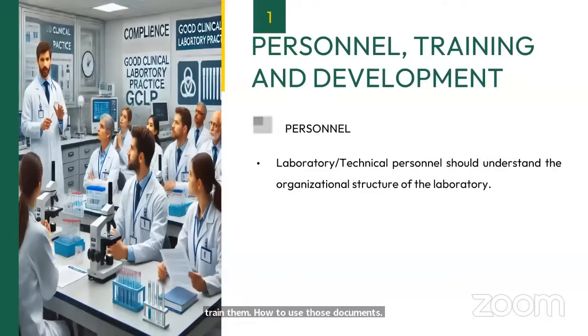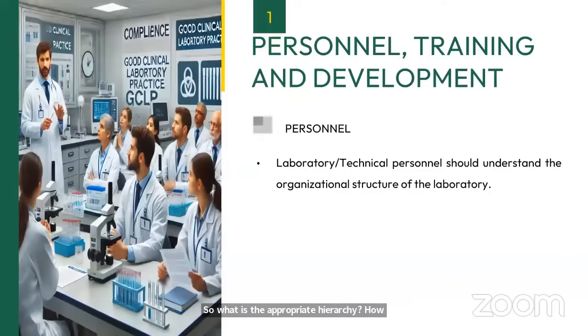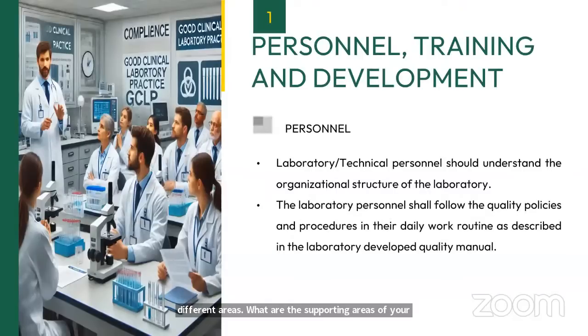Laboratory or technical personnel should understand the organizational structure of the laboratory. So your staff, your personnel in the laboratory, should be aware of what the organizational structure is. What does organizational structure mean? Who is at the senior management level, who is at the middle management level, who is at the lower strata. If they have any issues or concerns, where they should contact, to whom they should inform. So what is the appropriate hierarchy, how the information should flow in the laboratory from one part to another. What is the structure, what are the different areas, what are the supportive areas of your laboratory. All this should be known to your laboratory staff.